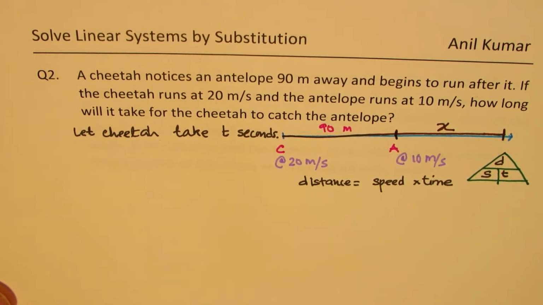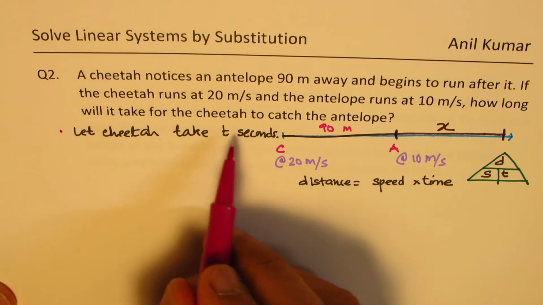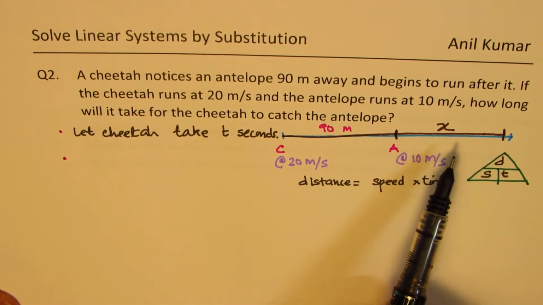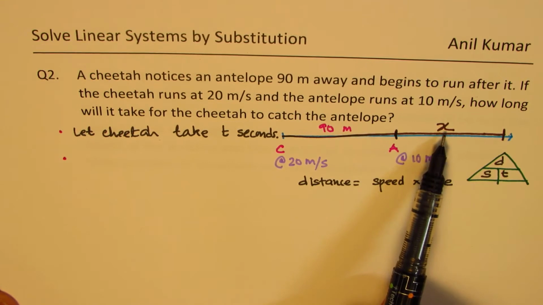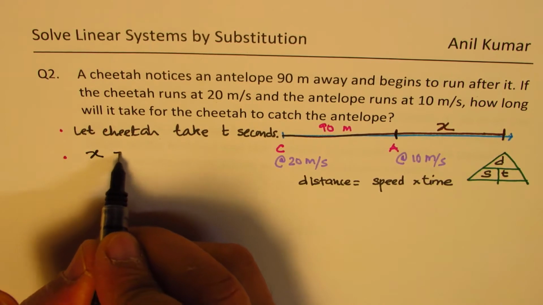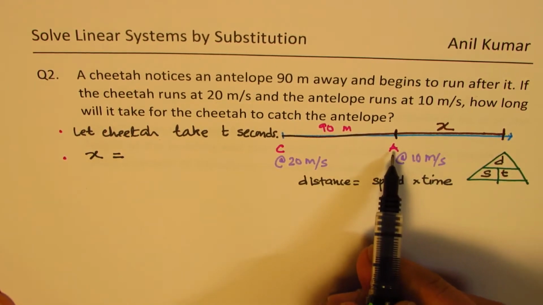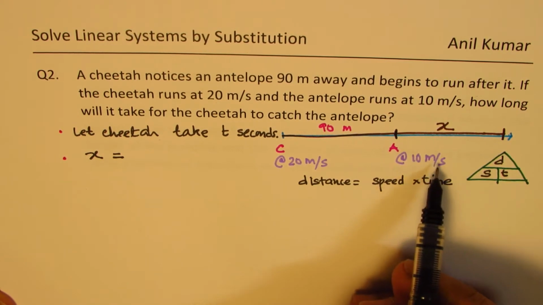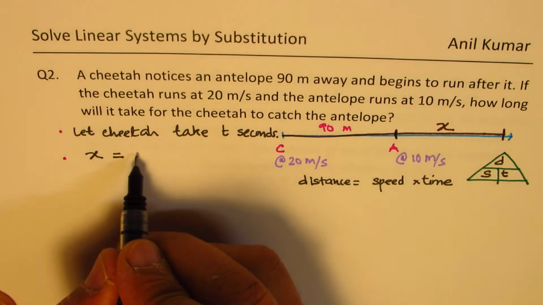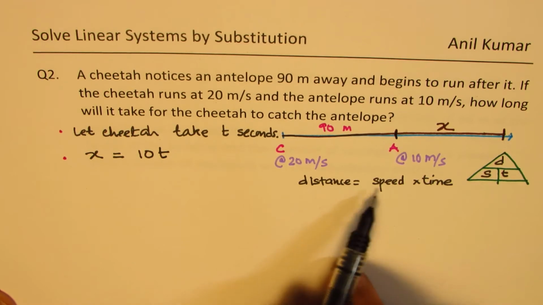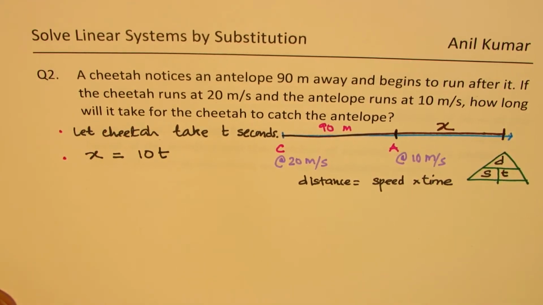So let's write down the equation. We have done part one, that is we have defined one of our variables, which is t. Now the second part here is we get two equations, both in terms of time. One is that x is the distance run by the antelope, right? So x distance is equal to the speed of the antelope, which is 10 meters per second, and the time t, right? So it is 10 times t. So that becomes distance equals speed into time, right?